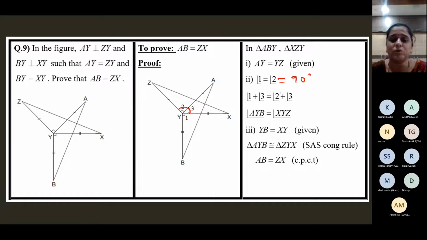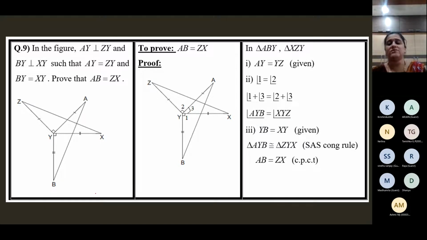Then we'll add that common portion to both the sides. So I add angle 3 to both the sides. So when you add angle 3 to both the sides, you will get this angle. Angle AYB is equal to angle XYZ. And they are the angles of the two triangles.